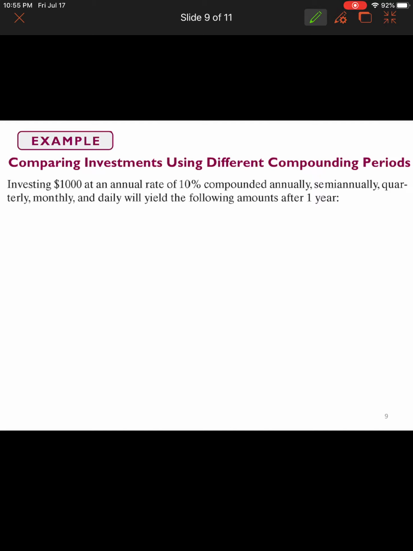Anyways, investing $1,000 at an annual rate of 10% compounded annually, semi-annually, quarterly, monthly, and daily will yield the following amounts after 1 year. So investing $1,000 at an annual rate of 10%. That's telling us our principal investment is $1,000. And it says the interest rate is 10%. So we need to convert that to a decimal, so that is 0.10.